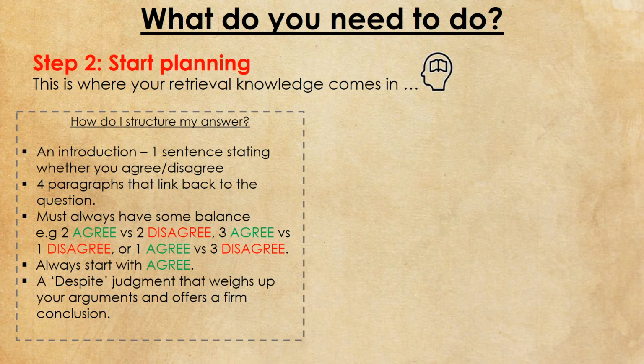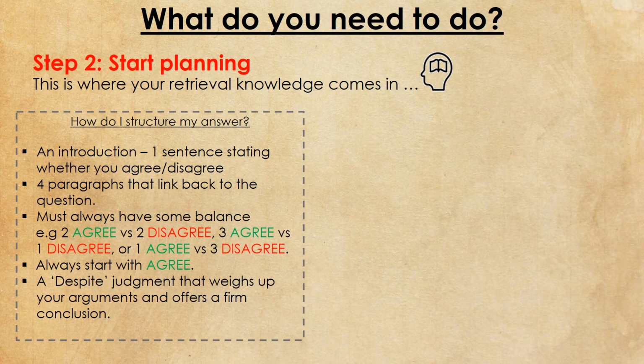Then, to finish off, you must end up with a despite judgment that weighs up your arguments and offers a firm conclusion. By this, I don't necessarily mean just repeating whatever was in your different answers, rehashing the same words again. It's in your judgment conclusion that you need to come up with an overall opinion. So you need to weigh up the different arguments that you've presented in your essay, and you need to come down on a firm conclusion whilst acknowledging the different sides.